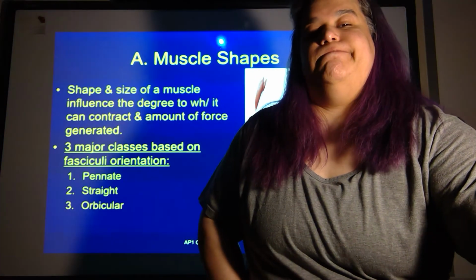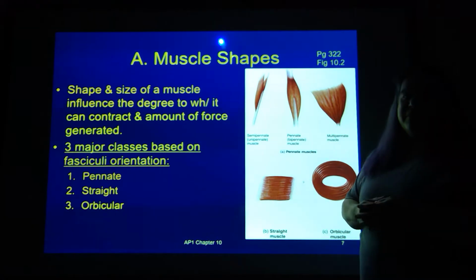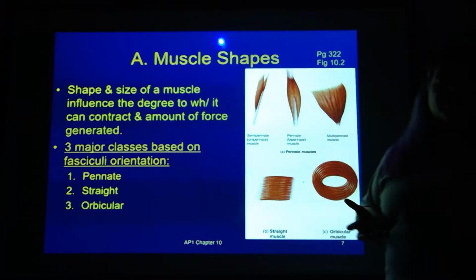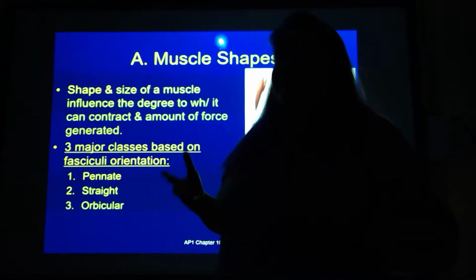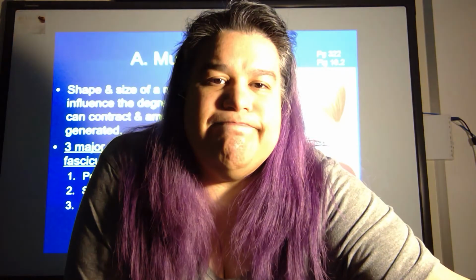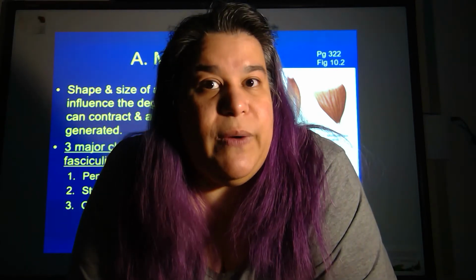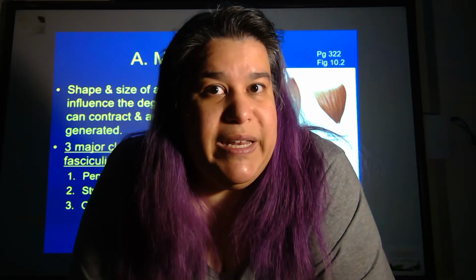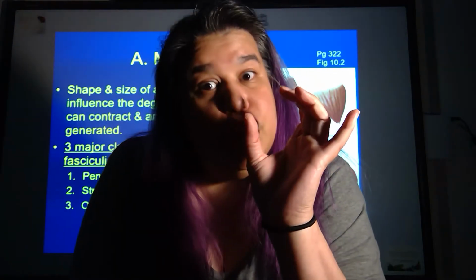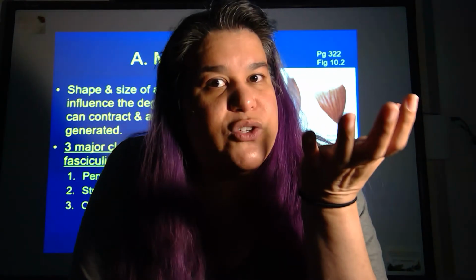So let's talk about the muscle shapes. So the shape and size of a muscle influence the degree with which it can contract, as well as the amount of force that is going to be generated by that contraction. Meaning that depending on how you have your fibers arranged, you can either get a really tight contraction, maybe a really large contraction, but it is influenced by how you arrange those fibers.